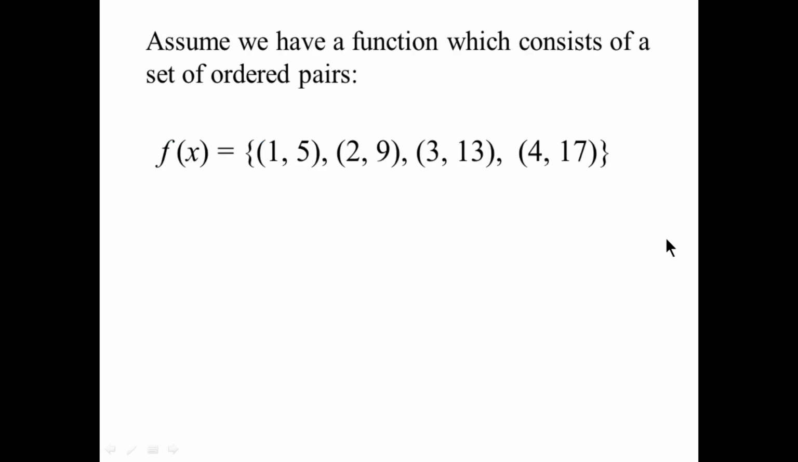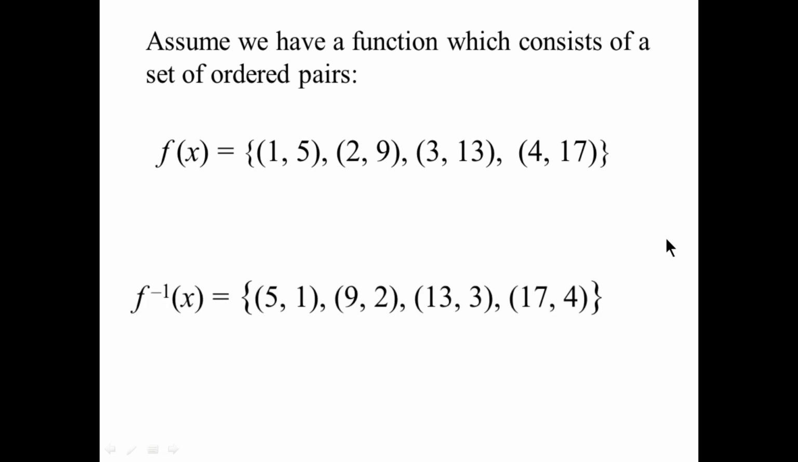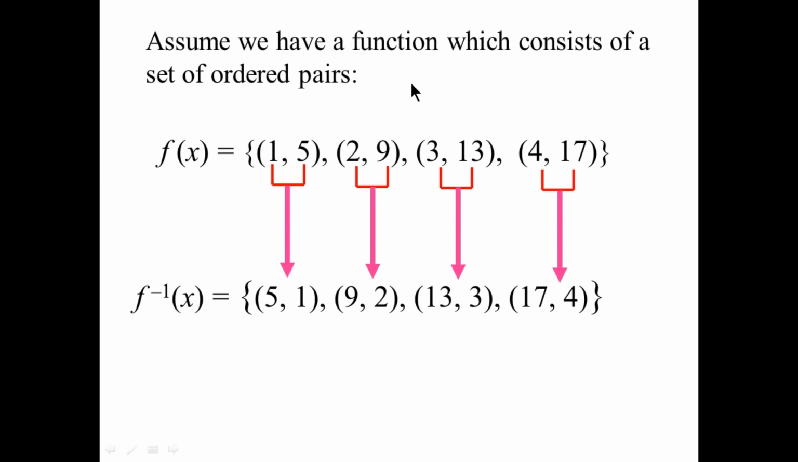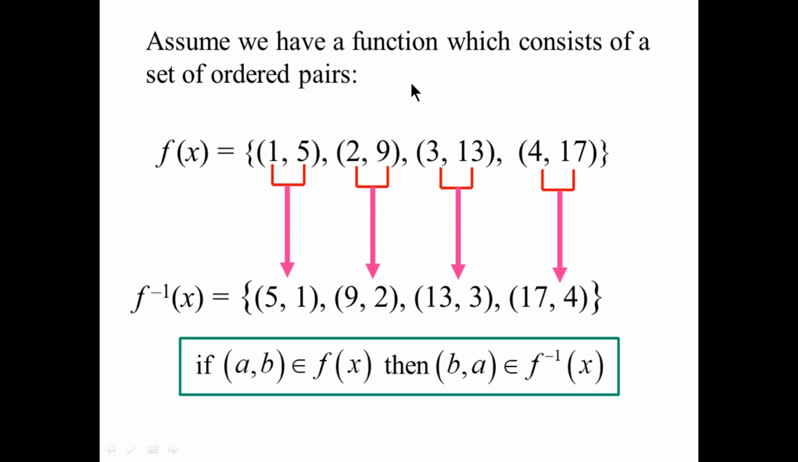Assume we have a function which consists of a set of ordered pairs. The inverse function is the same set of ordered pairs. It's just that in each case, x and y have been swapped. If (a, b) is in f of x, then (b, a) is in the inverse f function of x.